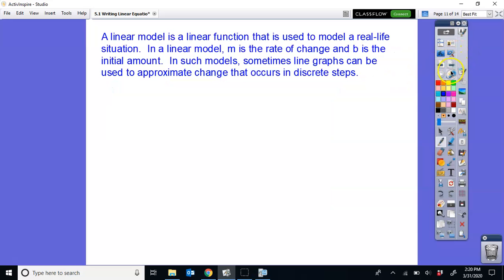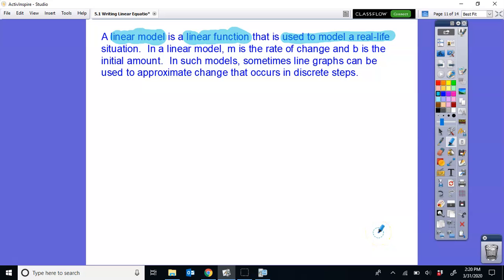So now what we're going to transition into is, okay, well, how does this happen in real life? How does this model real life? And so sometimes you'll hear people talk about a linear model. That's a linear function that's used to model real life.